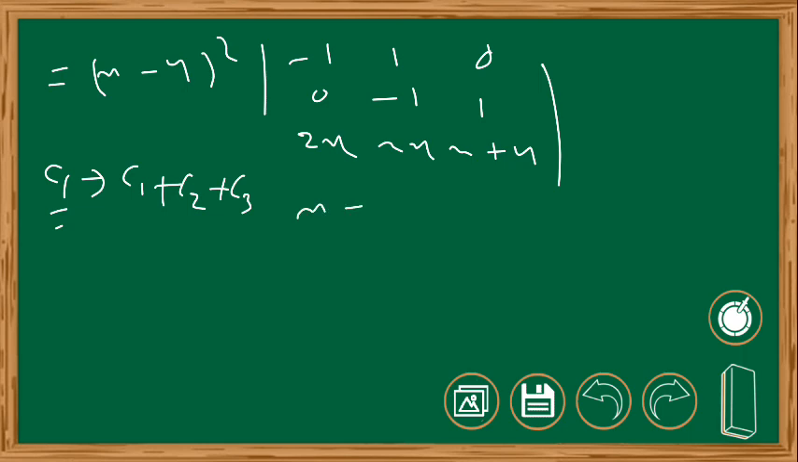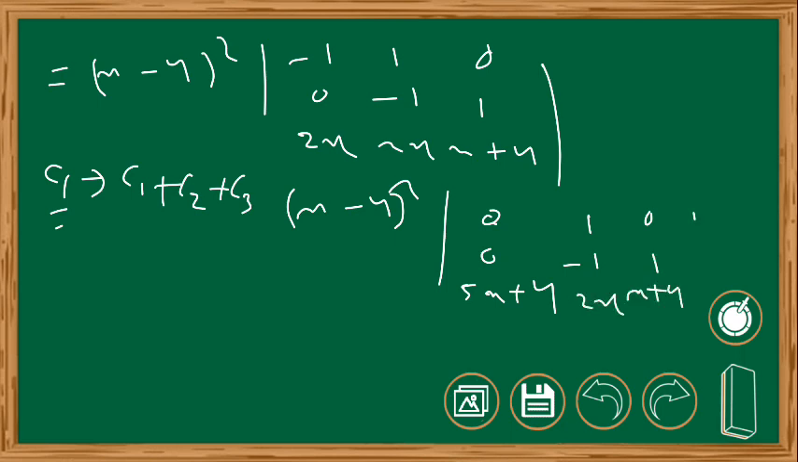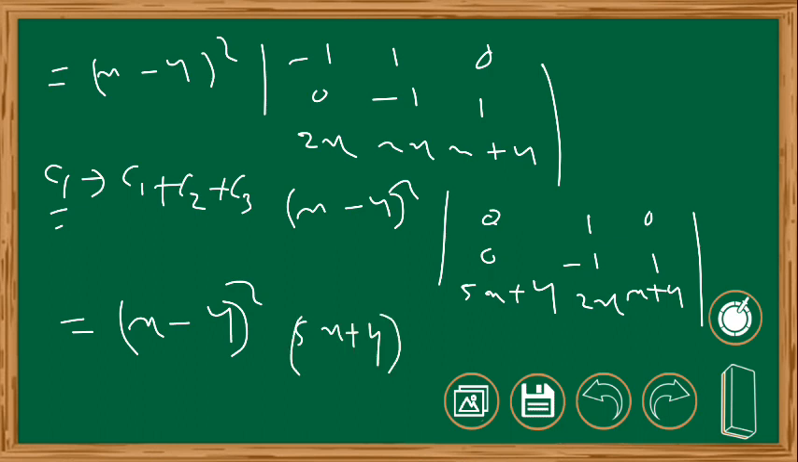So this will be x minus 4 whole square. Now this one will be 0, column 1 plus column 2 plus column 3, this one is also 0, and this one will be left as 5x plus 4. This one is 1, this one is 0, this one is minus 1, this is 1, and this is 2x, and this is x plus 4. Clear? Now I expand along column number 1. So x minus 4 whole square, then 5x plus 4 will remain, and what is left is 1, 0, minus 1 and 1.